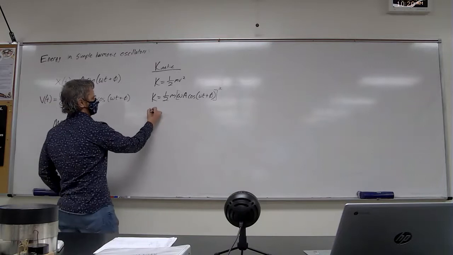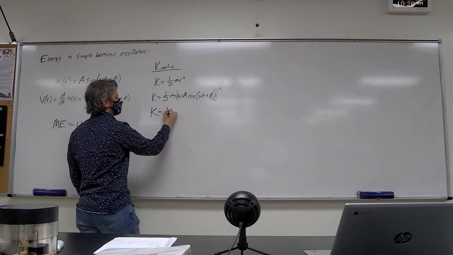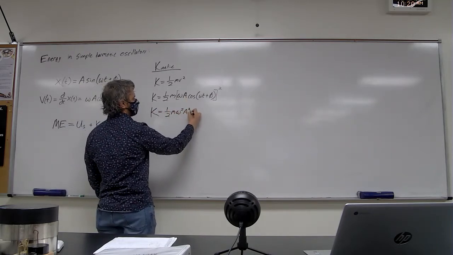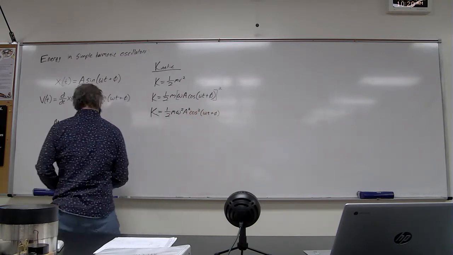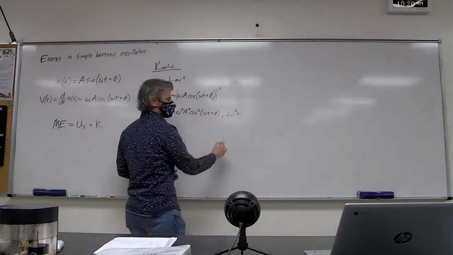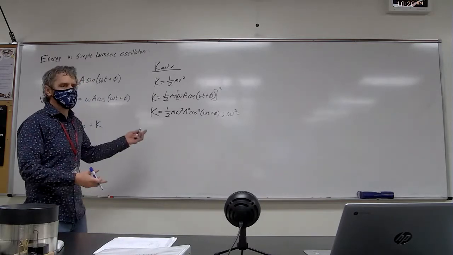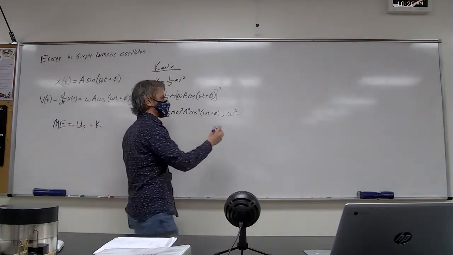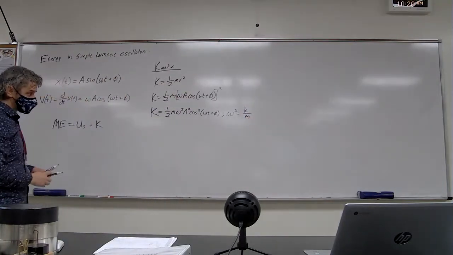So kinetic energy is then, I'm just going to square everything: 1/2 mass times omega squared times A squared times the cosine squared of (omega t plus phi). And then I realize that for a mass spring oscillator, I have a nice expression for omega squared. It's in the period equation. We determined that omega is the square root of k over m, but omega squared is just k over m. We showed that early on in this unit.